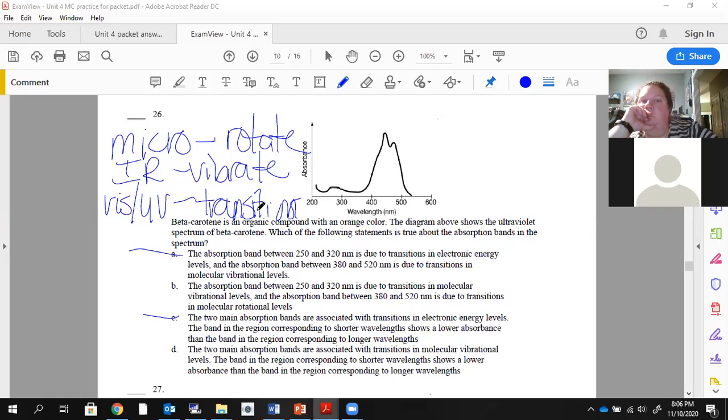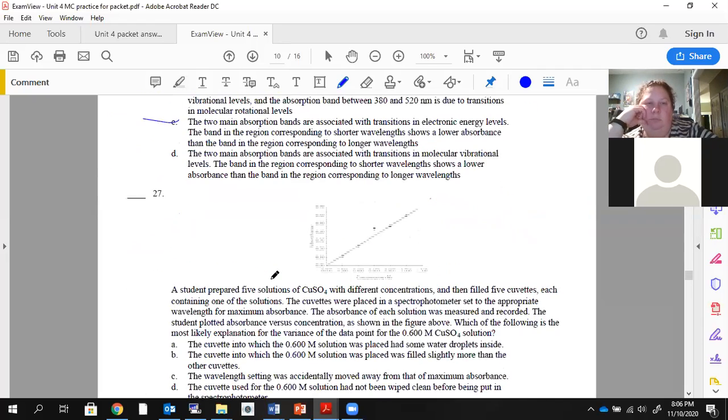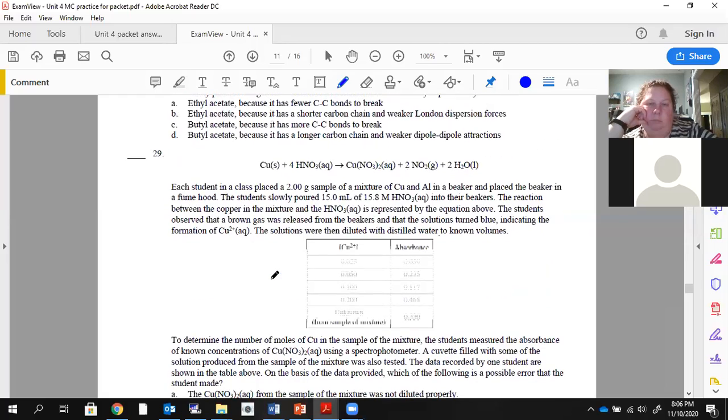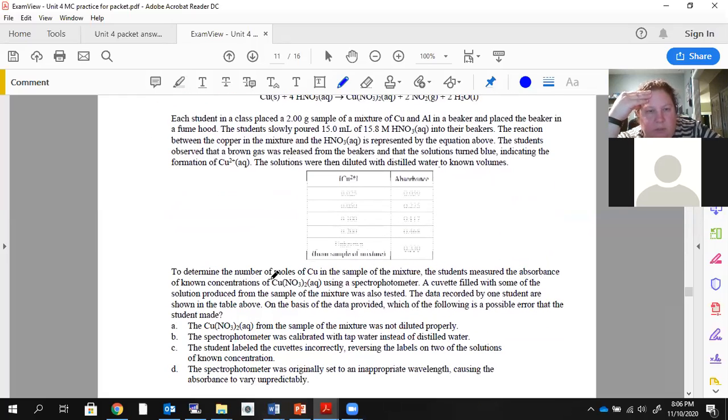But doesn't A and C both talk about the transitions between the energy levels? This one says vibrations. Oh, okay, I didn't notice that. Yeah. And then on number 29, I thought the answer was A. But... Ooh, of course, mine's all fuzzy.